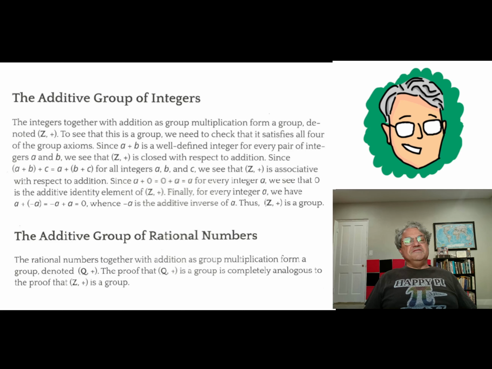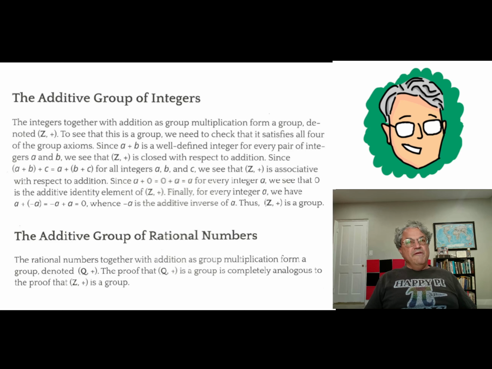Before I get off of this, I want to say one more thing really quickly, though. You might wonder whether the integers are a group with respect to ordinary multiplication. Turns out they're not. The only way they would be a group with respect to ordinary multiplication is if every integer had a multiplicative inverse, but obviously they don't.